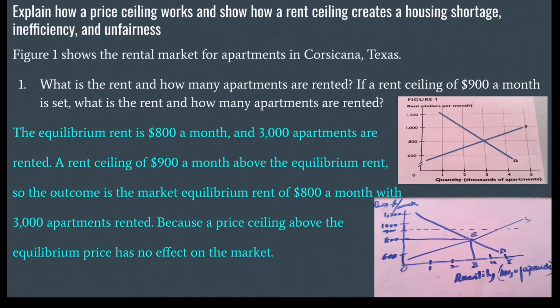The equilibrium rent is $800 a month and 3,000 apartments are rented. The rent ceiling of $900 a month is above the equilibrium rent. So the outcome is the market equilibrium rent of $800 a month with 3,000 apartments rented, because a price ceiling above the equilibrium price has no effect on the market.